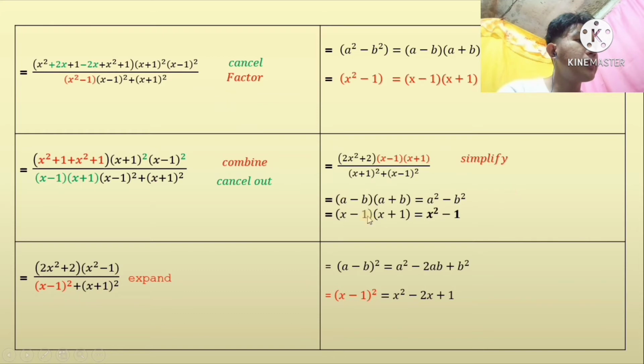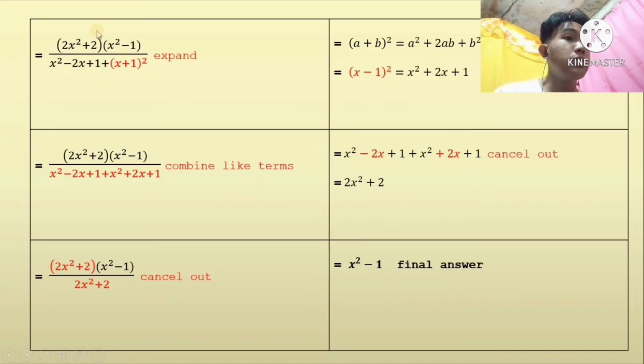So to simplify, use the pattern a minus b times a plus b is equals to a squared minus b squared. So the simplified form of x minus 1 and x plus 1 will be x squared minus 1. So our equation will be like this. So then expand x minus 1, so raised to 2. To expand, use the a minus b, so raised to 2 is equals to a squared minus 2ab plus b squared. So it will become x squared minus 2x plus 1.